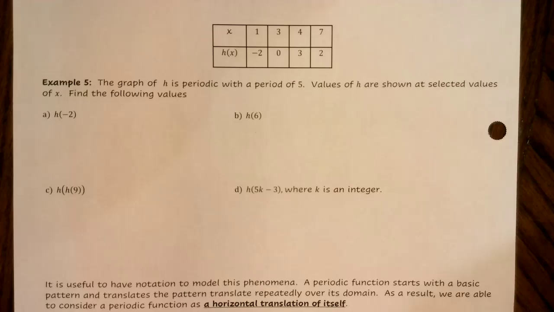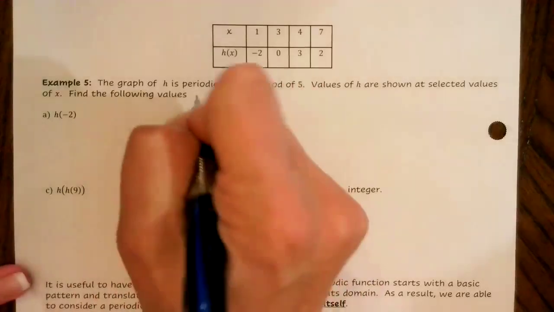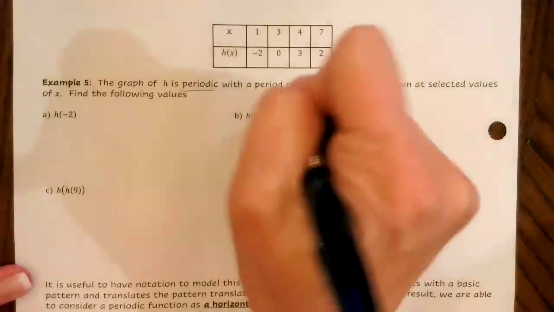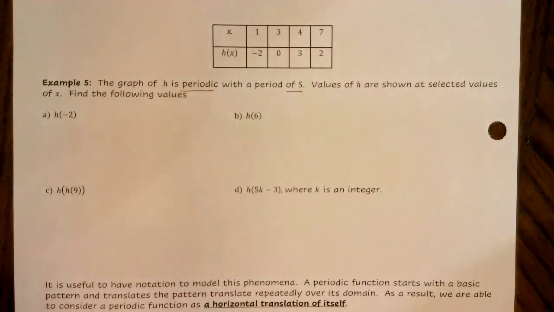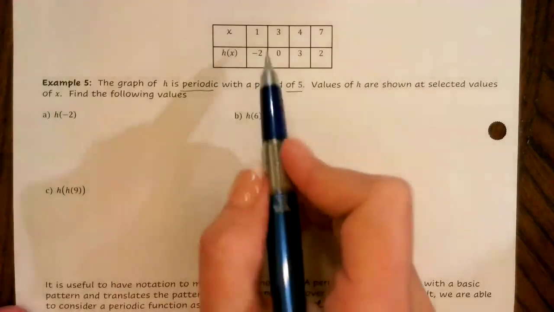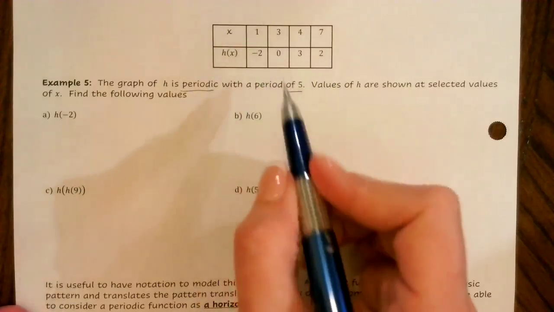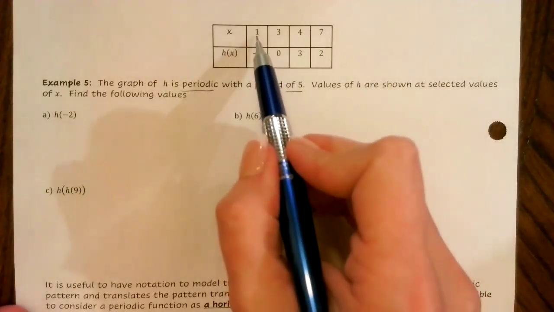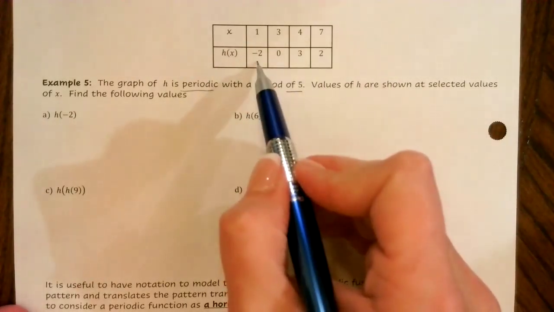So it tells us that the graph of H is periodic and it has a period of 5. So right here, they're telling us that there is that pattern that continues, and it continues every 5 units. We're going to see another cycle of that. The values of H are shown at the selected values of X. So if we're looking for H of -2, that's not on my table right here, but I know that the period is 5. And so 5 units from each one of these would be the same exact values.